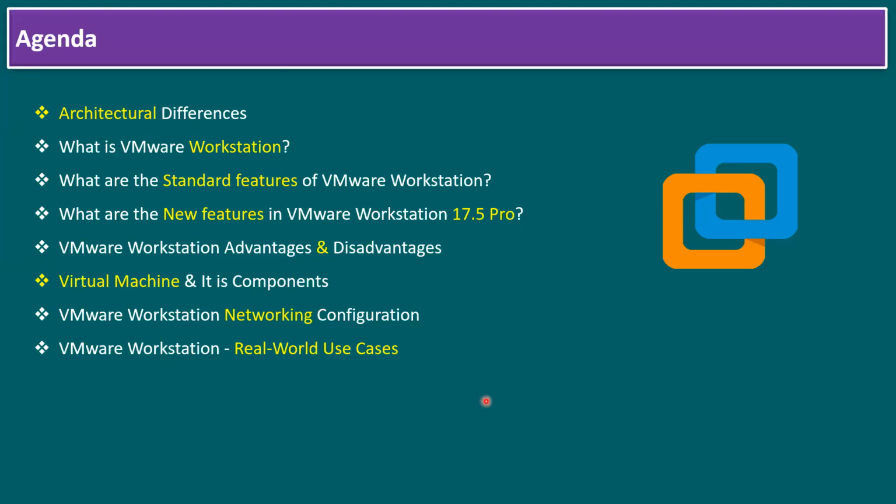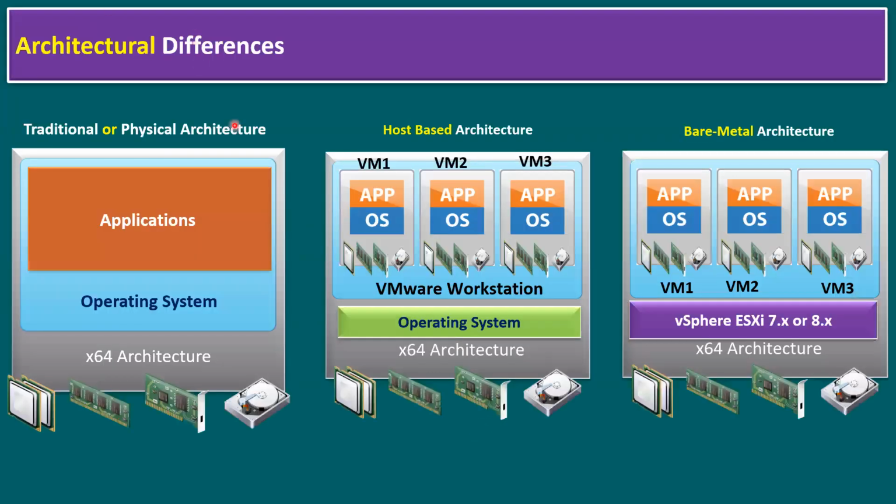Within the architectural differences, we have three types of architectures: traditional, which we also call physical architecture, host based architecture, and bare metal architecture. Host based means this architecture depends on an operating system. That's why we call it host based architecture. Bare metal means we are running the ESX operating system directly on bare metal. That means directly installing on hardware. So we call it bare metal architecture.